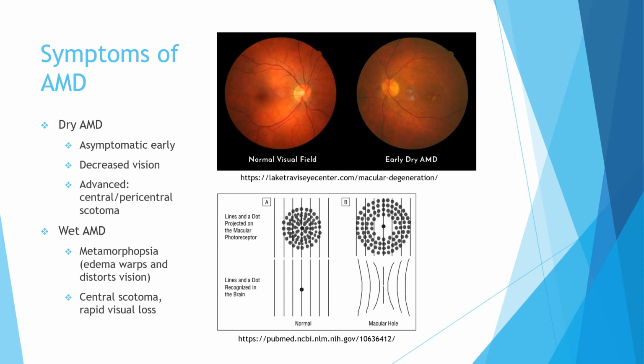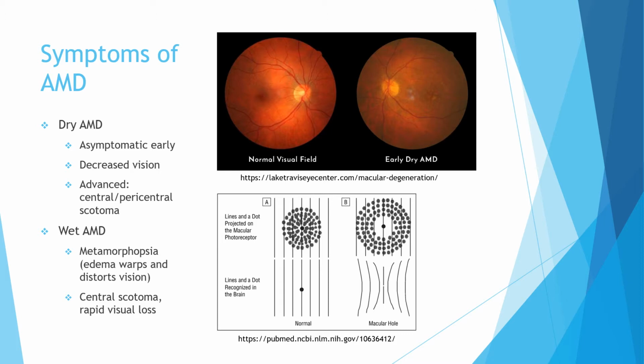In terms of symptoms in dry AMD, the early stages are asymptomatic, and gradually there is decreased vision due to waste products obscuring the path of the light. And advanced stages will present with scotomas in the central or pericentral regions. Remember that AMD is age-related macular degeneration. Macula is responsible for central vision. And scotoma is an area with diminished or entirely degenerated visual acuity.